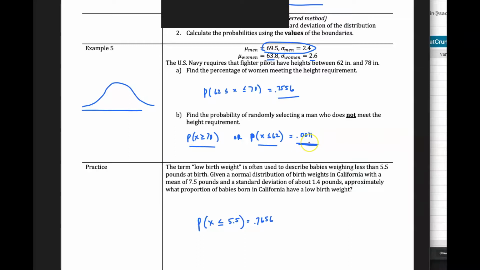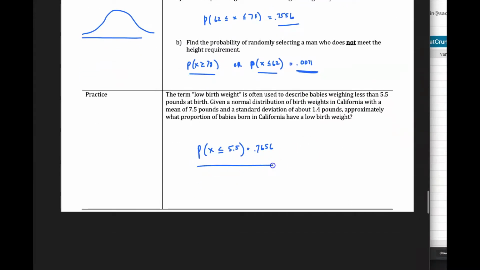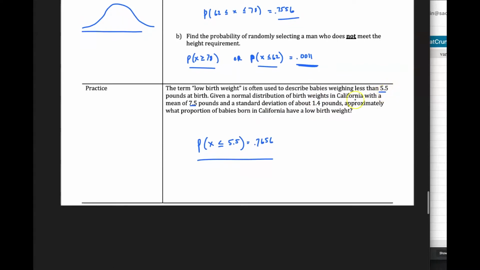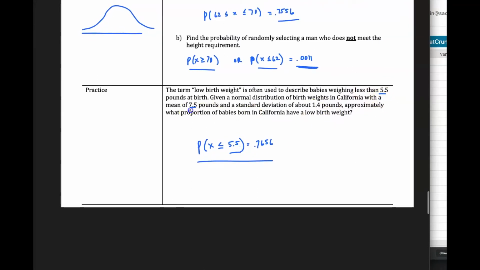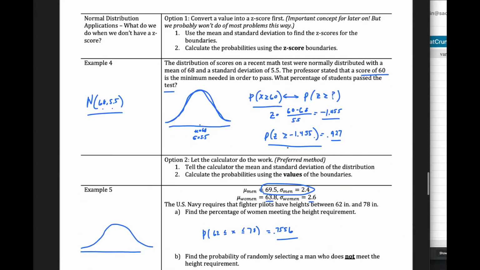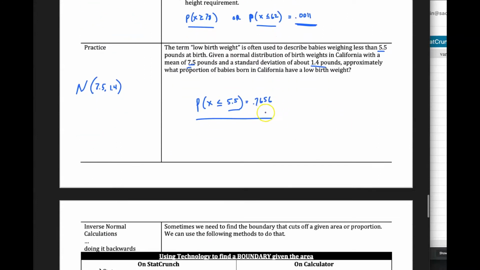So you want to check to see that you can do that. And then again, same thing. Let's repeat that. A baby weighing less than 5.5 pounds, you have the mean and you have the standard deviation, so we know that it's normally distributed. The mean is 7.5, standard deviation 1.4, and then we would use StatCrunch to get us to this answer here.